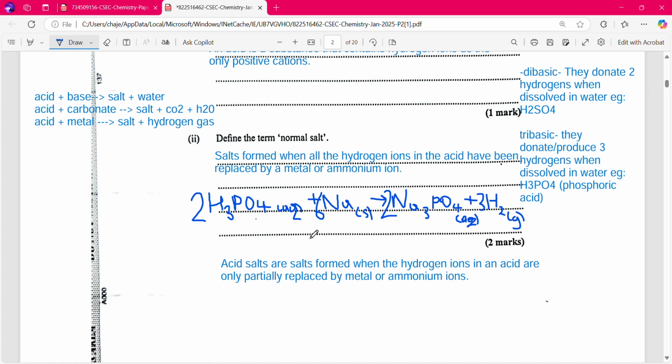Alright, so that's for the normal salt. All of the hydrogen ions would have been replaced in the original acid. Now we're gonna do an acid salt. So I'm gonna use back the same acid, because we can form multiple different salts here. So it's H3PO4. What else do we want to react it with?